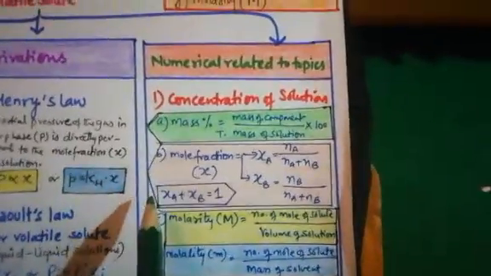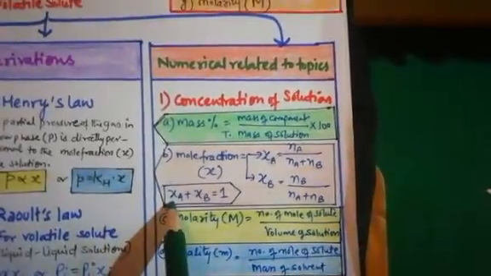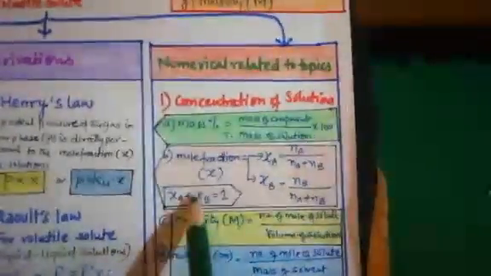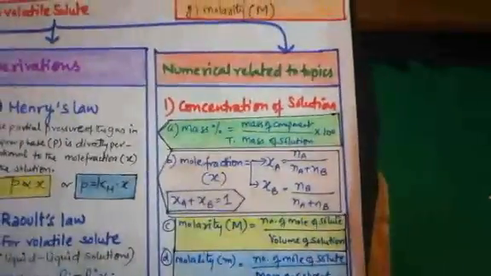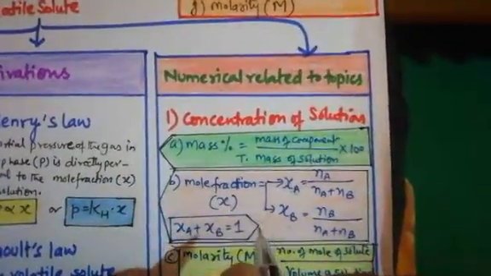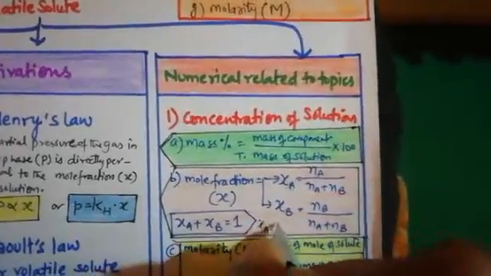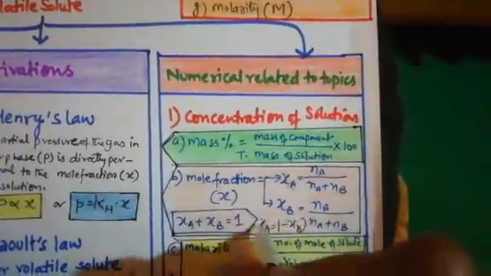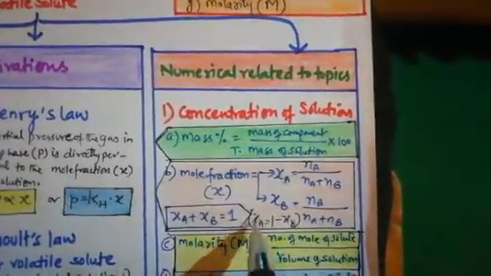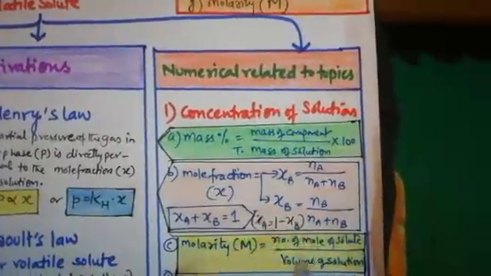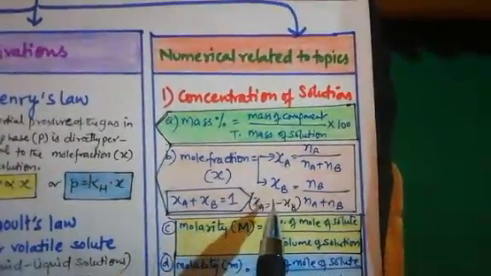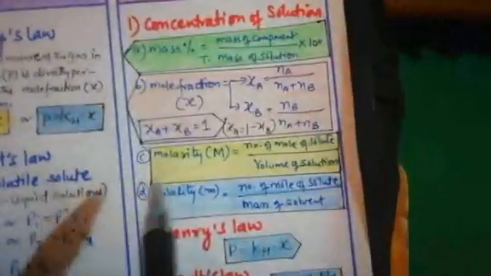It can always be written that XA, mole fraction of solvent, and mole fraction of solute XB is equal to unity. So it means that XA is equal to 1 minus XB. This also we can write, in place of XA we can write 1 minus XB also, as the equation came from here.